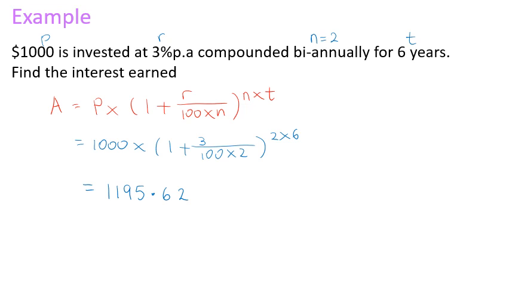And then we need to work out the interest. The question has asked us to find the interest. So the interest equals A minus P. The A is the amount we just worked out. So 1,195.62 minus 1,000, which is our principal, our starting amount. So we're left with the interest of 195.62.